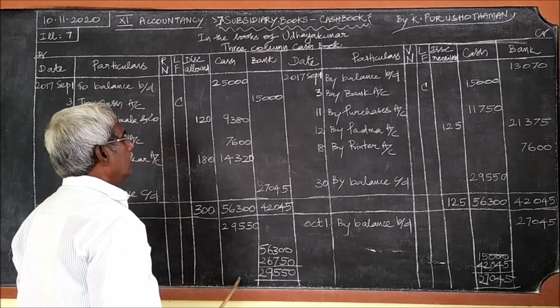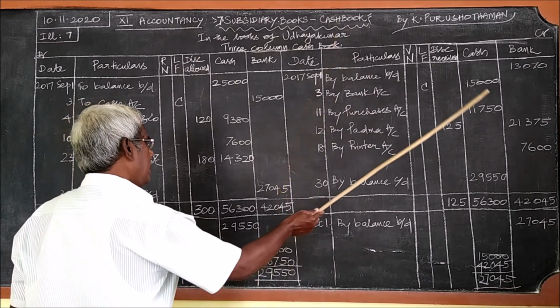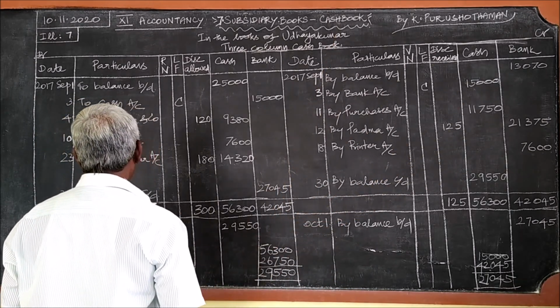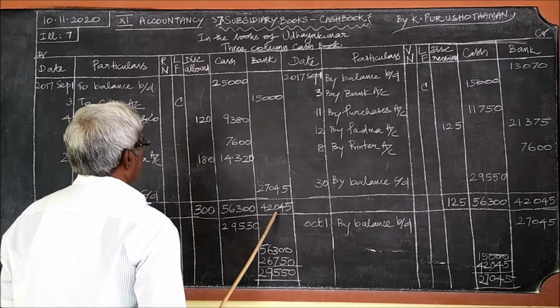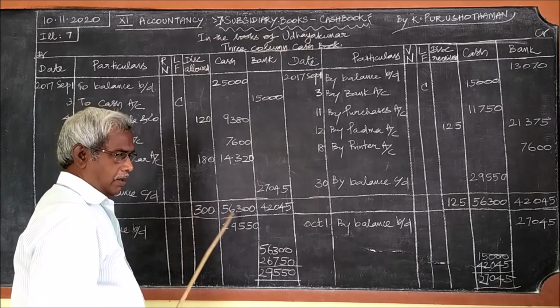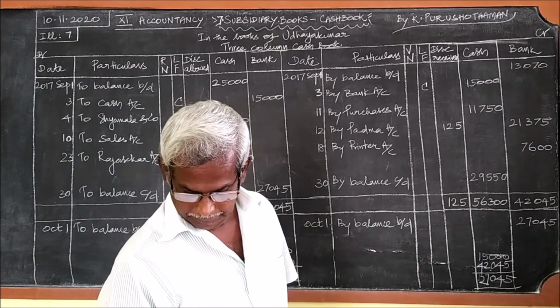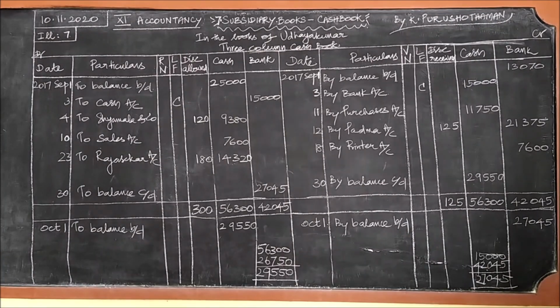Okay? Don't think both balances will appear as carried down on the credit side, and then both will be brought down on the debit side. Don't think so. Like this also the problem may come.